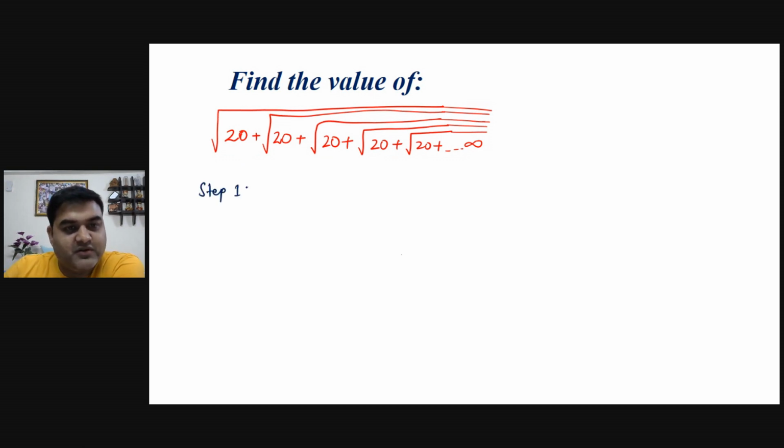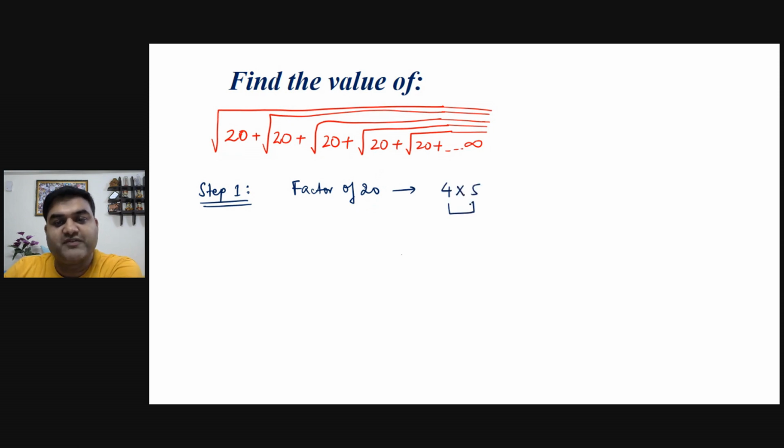Step number one, what you will do, you'll try to find the factors of the number, factors with a difference of 1. So what are the factors of 20 having a difference of 1? We can say 4 into 5. So 4 and 5 give you a difference of 1. That is what we were talking about, difference of 1. Find the factors of the number.